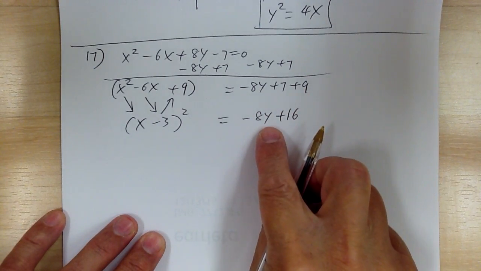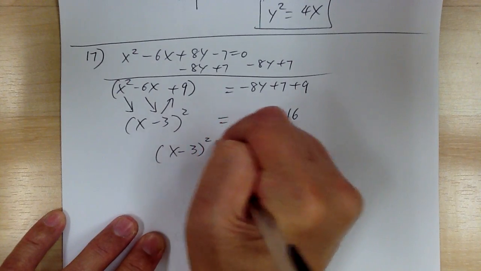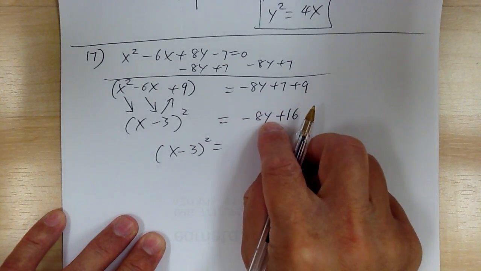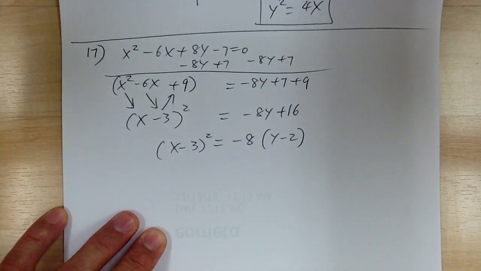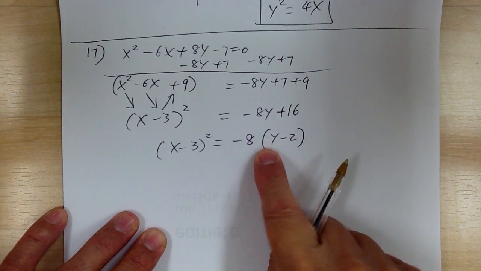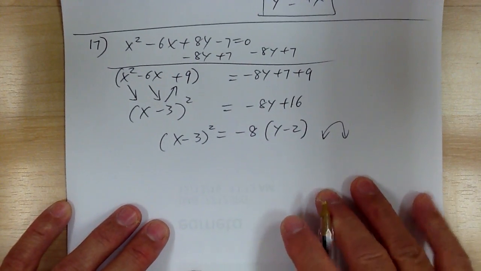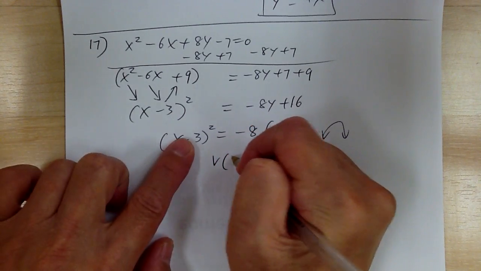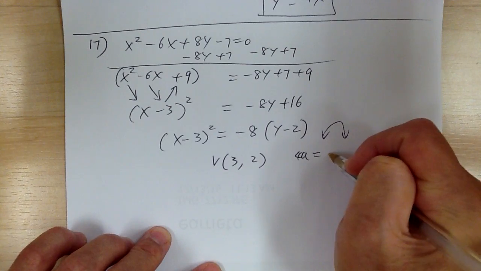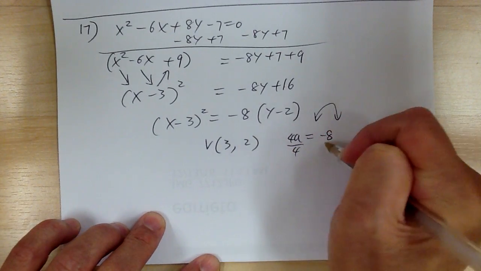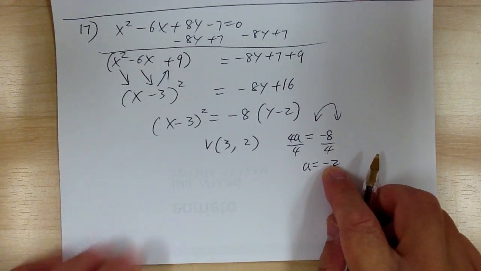Next, you have to factor out so you can get your vertex. So x minus 3 squared. Over here, you factor out whatever is in front of the y. So factor out negative 8, so you get y minus 2. So from this, you're going to be in the negative y direction, so the graph is going to go this way. Okay, and the vertex is going to be at 3, 2. And 4a equal to negative 8, so divide by 4, so a equal to negative 2. Again, negative just means the negative direction.